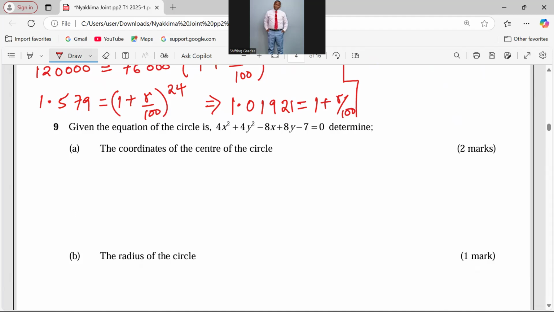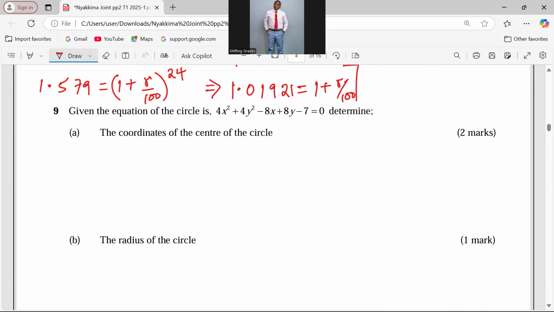So the first thing is to rearrange the equation so that we have the x components and the y components. Then for each component, we complete the square. So we are having 4x squared minus 8x, that is the x component, then plus 4y squared plus 8y.